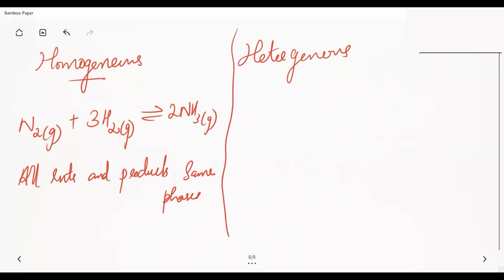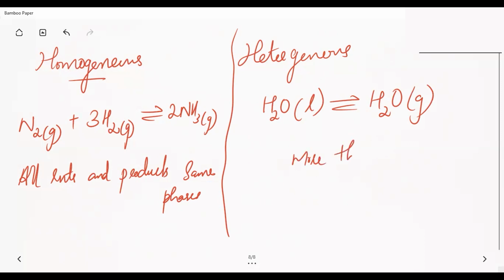Then just imagine what is heterogeneous. There will be more than one phase, right? So H2O in the state of liquid is converted to water in gaseous state. There are two phases, liquid and gas. More than one phase will be there. That is heterogeneous equilibrium. In heterogeneous equilibria, they generally involve pure solids and liquids. Whenever there is involvement of pure solids and liquids in the reversible reaction, we take their molar concentration as constant at a given temperature.